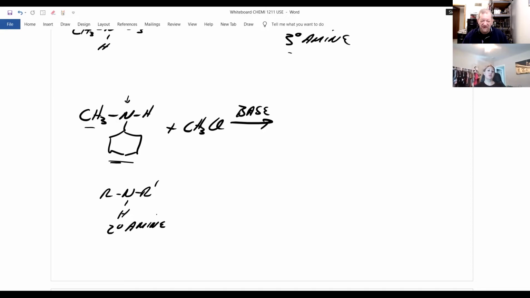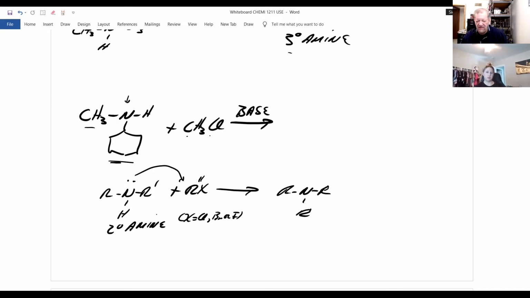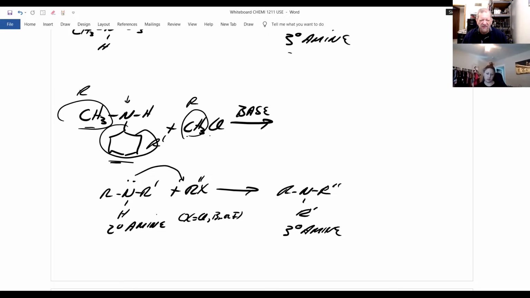And what do we have here? Carbon with a halogen, an alkyl halide. And X, remember, can be, in this case, chlorine, bromine, or iodine. And when you react it, the lone pair goes like this, kicks out X, and you also lose the H. And you get a tertiary amine. And here we can say it doesn't matter which you designate R and R prime. And then the methyl group is R double prime.